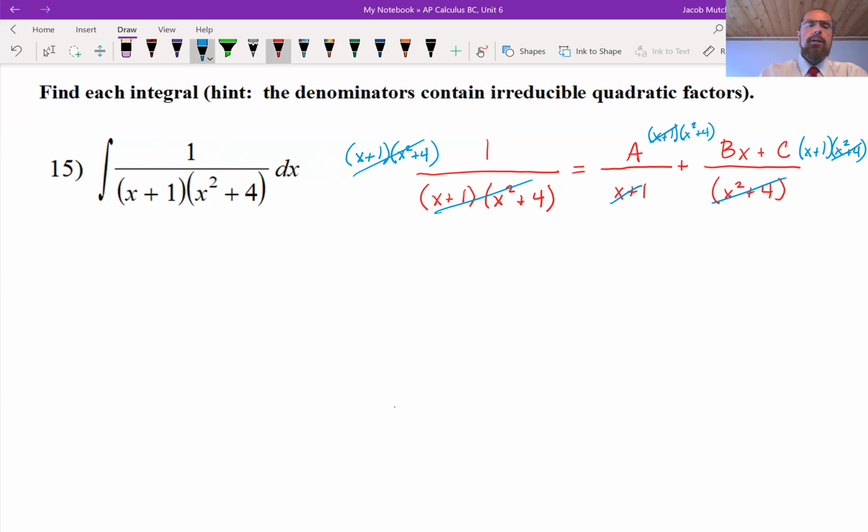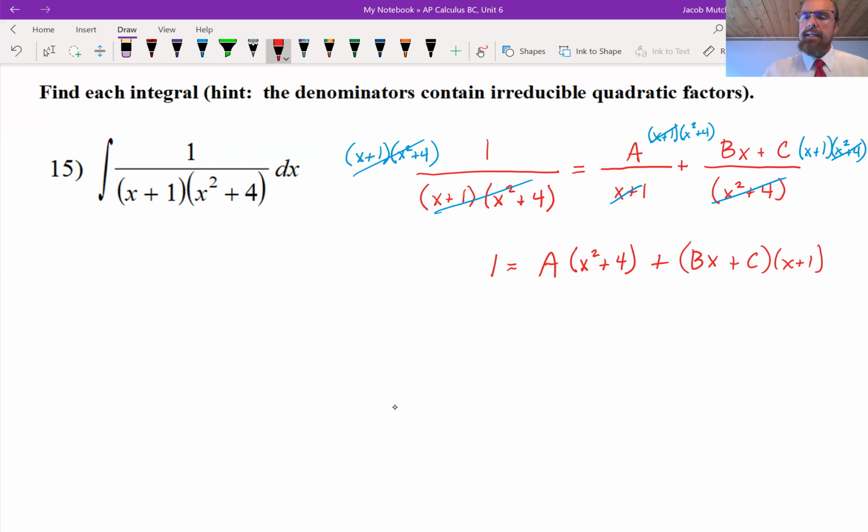So what we're going to try to solve is this. 1 equals a times x squared plus 4 plus bx plus c as a binomial times x plus 1, the factor that did not cancel.